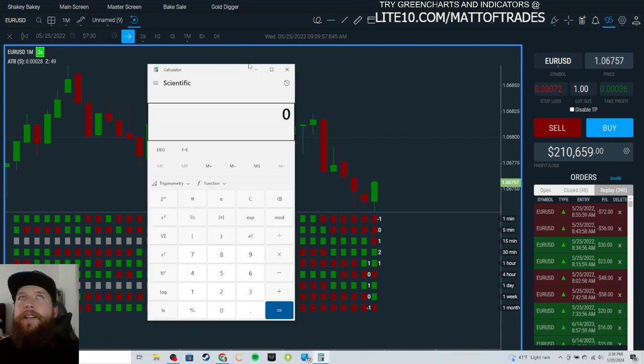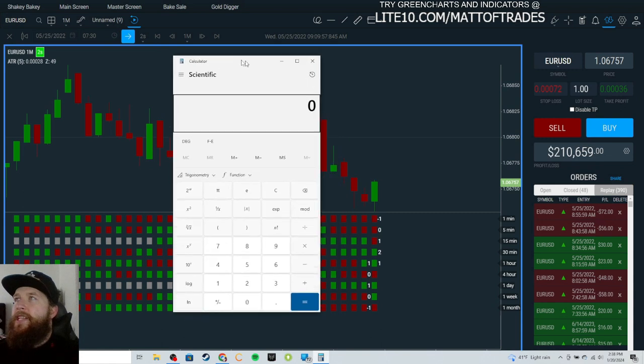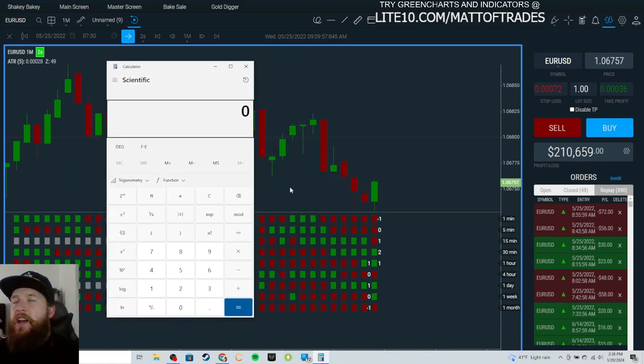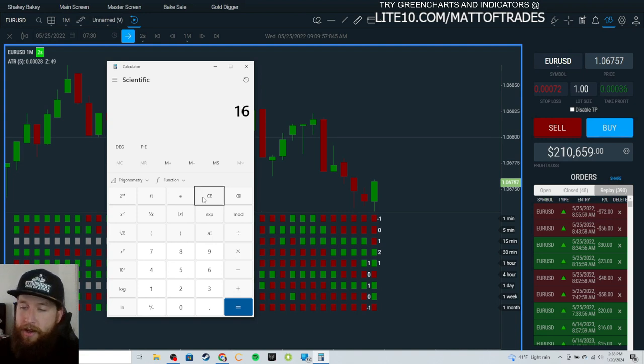And this is by no means the actual win rate of this specific strategy that we just made up on the spot, but I do kind of want to see. So 16 divided by 10. That's not how we do math. This is what I want. There we go. Okay, so 62.5% win rate.